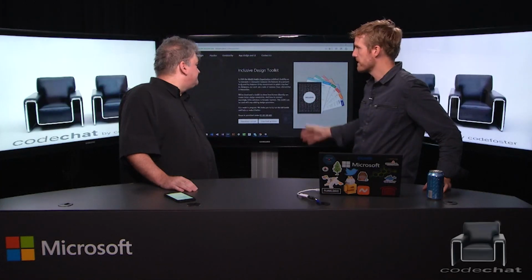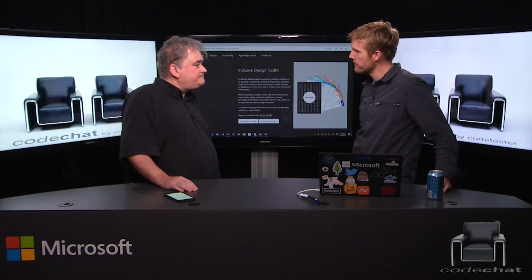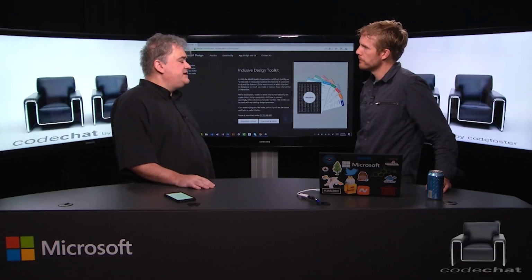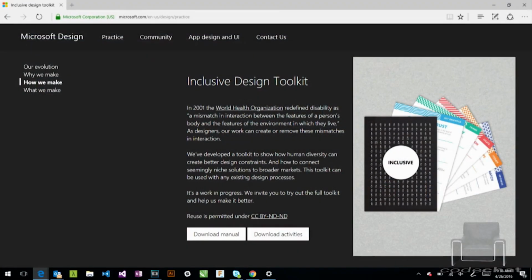Right here behind us, we're on the Microsoft Design website. Can you tell us what Microsoft has for resources in this area? Well, this is the Inclusive Design Toolkit, done by Microsoft Design. It's a collection of methods to help you think about how to design your products with a more inclusive mindset. And this isn't just talking about games, right? No, this is more general, for everyone. It's a really great resource that we've put out there, and it's always growing. There's the manual, which explains the process, and then there are the actual activities, which help you reframe and rethink your design problems.